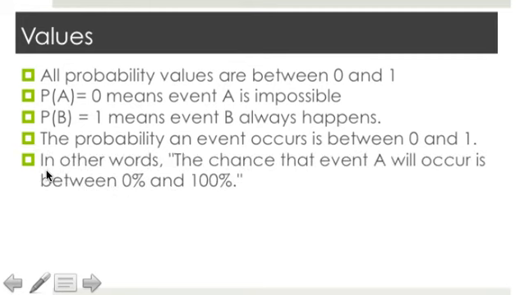We say the chance that event A will occur is between 0 and 100%. And in mathematical notation, we can use something like this. We could say P of A is somewhere between 0 over here on the left and 1 over here on the right. So that's a little bit about notation and values.